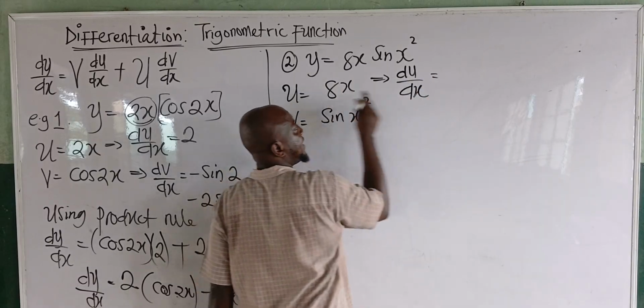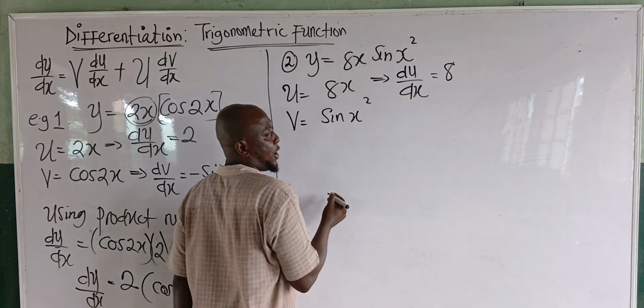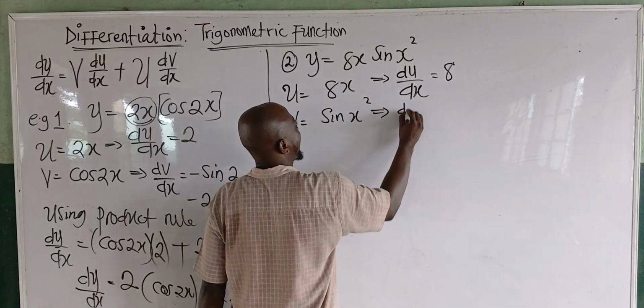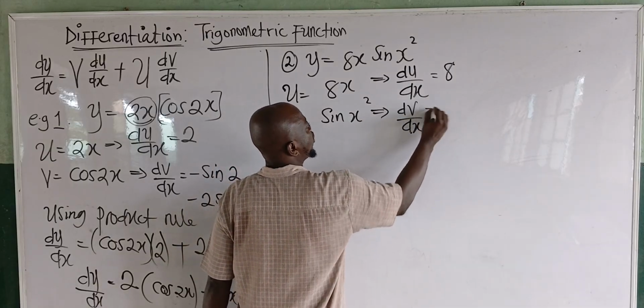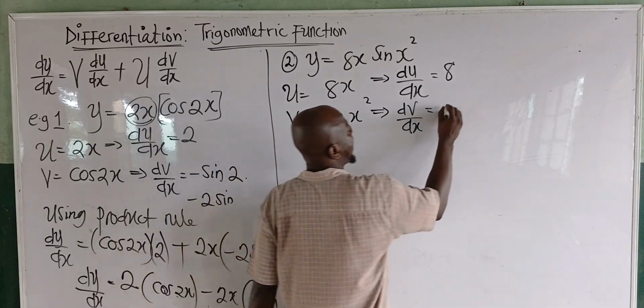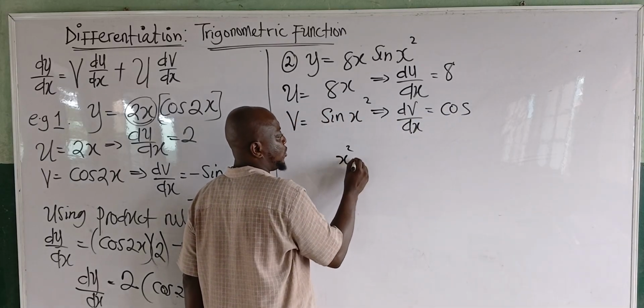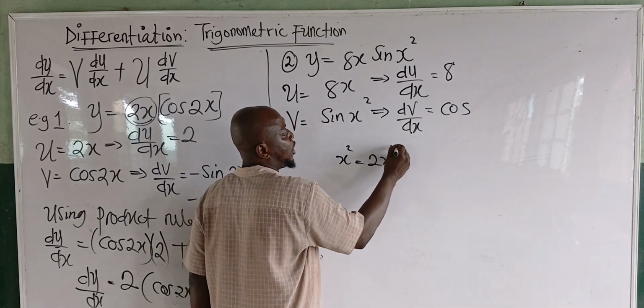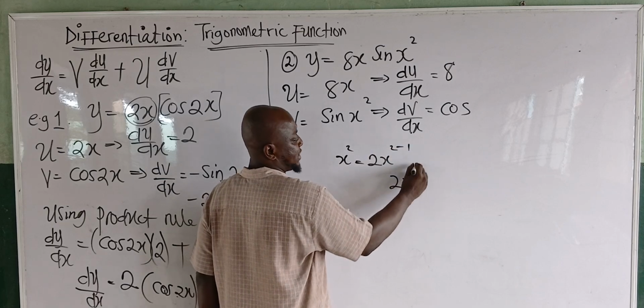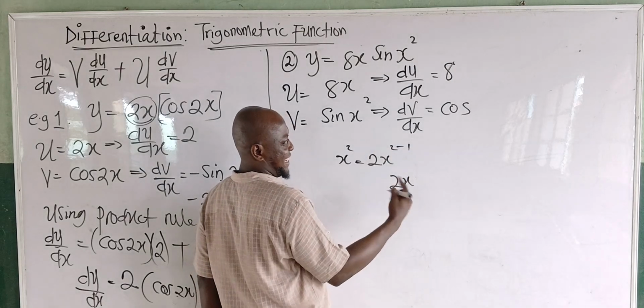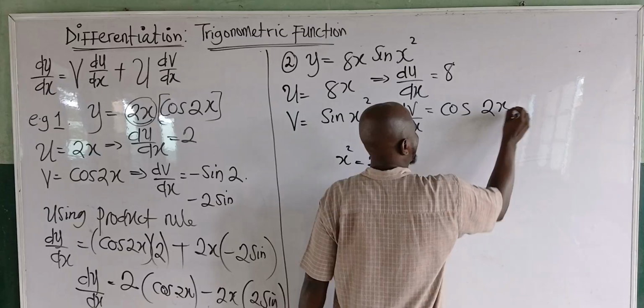I told you to carry the coefficient of x power 1. It's simple, guys. So here we have dv dx. What do I know? If you differentiate this, what do you have? You have cos. Now, there is also a variable here. Differentiate this one, please. What do you have? It is 2x raised to the power of 2 minus 1. That will give you 2x raised to the power of 1, or you leave it like this. It's the same thing. So here, I'm going to put it like this.